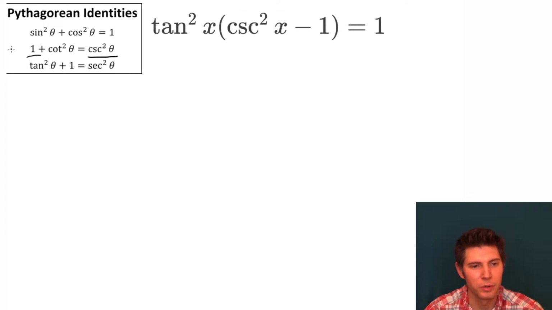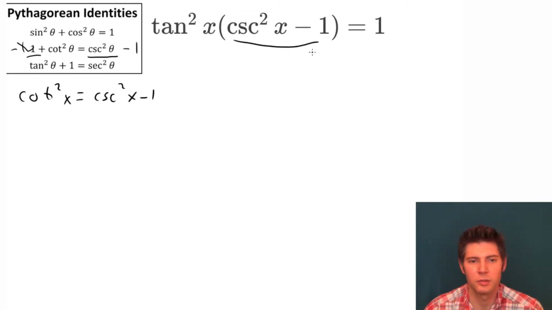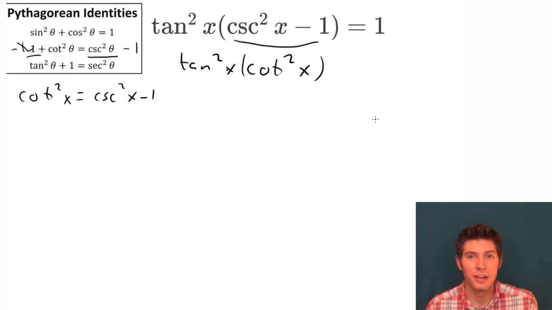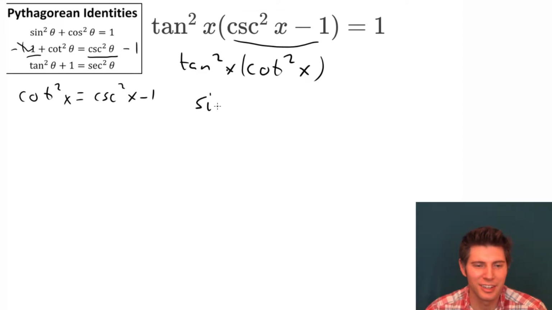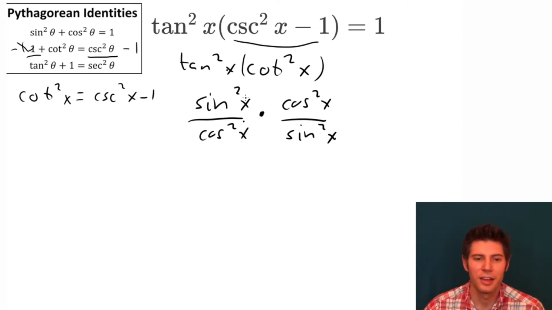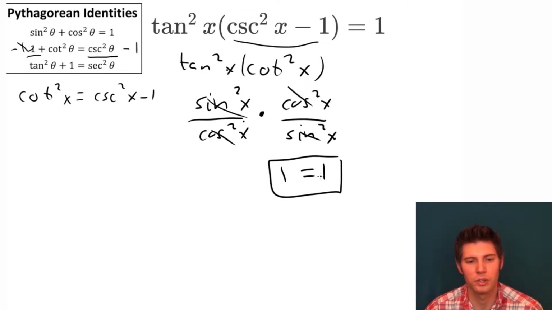And if we subtract 1 from both sides, minus 1, you can see that what ends up happening is cotangent squared x equals cosecant squared x minus 1. And that's what we have right here is cosecant squared x minus 1. So we're going to rewrite that as cotangent squared x, and then we'll just leave this as tangent squared. Now we write everything in terms of sine and cosine, the classic. Tangent squared is sine squared x over cosine squared x, and cotangent is the flip of that, cosine squared over sine squared. Hopefully this all makes sense. And then when we multiply across, stuff can cancel. And we're left with 1 equals 1. And that's how to do this one.